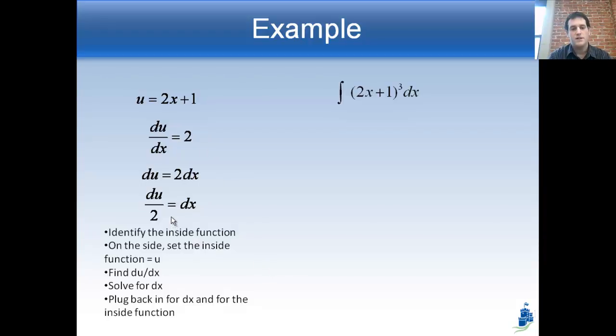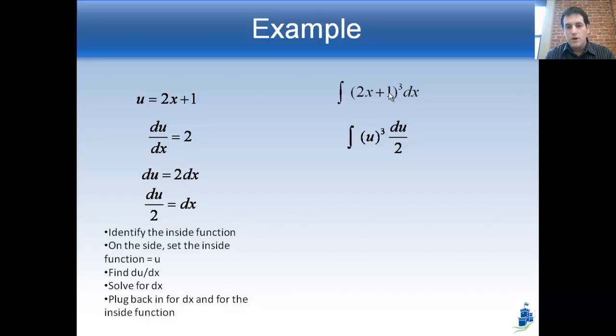So now that we're done with our stuff on the side, we come over to our original integral, and we replace a whole bunch of stuff. You want to take the inside function and replace it with u. 2x plus 1 is now u. And we want to take the dx and replace it with whatever it's equal to. In this case, it's du over 2. So this is what the next line would look like.